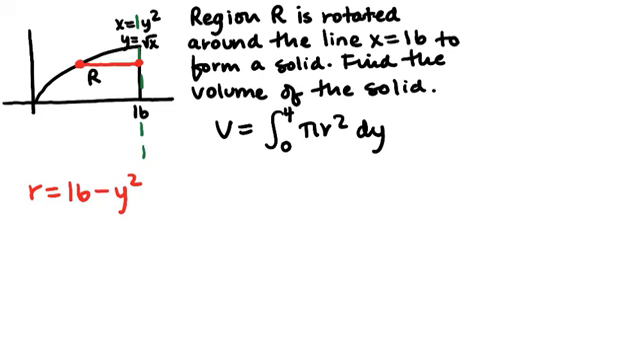Okay. And I'm going to factor out the pi. I know what r is. R is 16 minus y squared. Okay, I got to square r, integrate with respect to y.